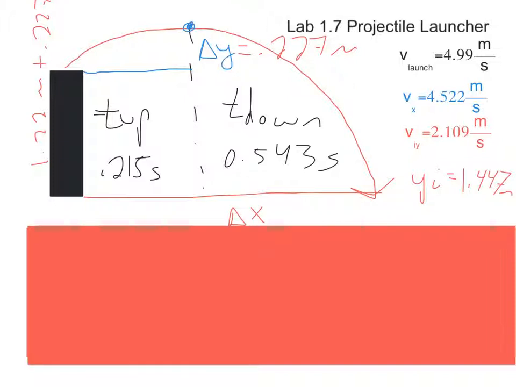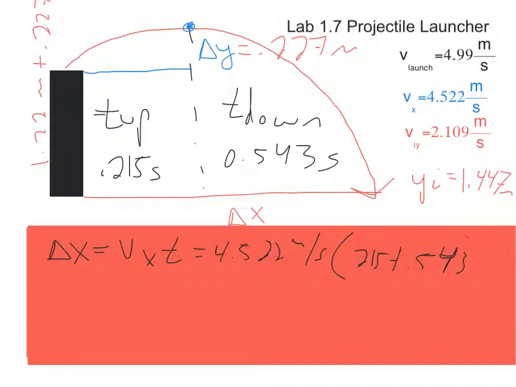And our very last step is that our delta x equals Vx times t. Well, our Vx is going to be 4.522 meters per second. My t is going to be the 0.215 plus the 0.543. It's the combination of those two times. It's the combination of time up and time down that gets me my total time. So I'm going to go ahead and plug that into my calculator.